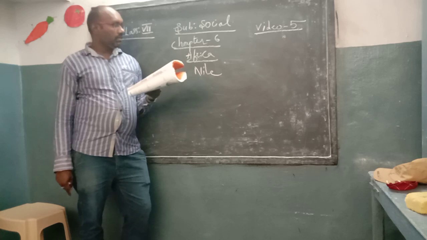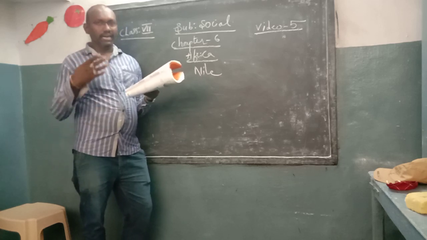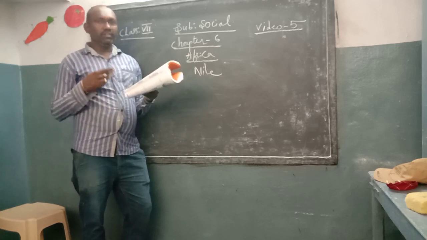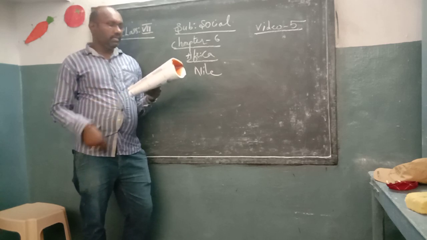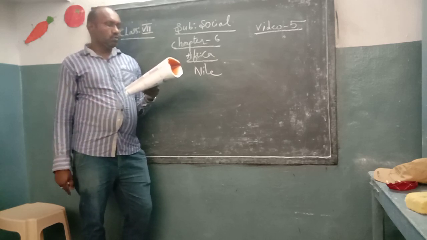Coming to the Nile part, there is heavy rainfall, while elsewhere the water is scanty. After getting more rain and water, the remaining water will go and join the sea. What is the sea's name? The Mediterranean Sea. The Nile also flows through Egypt.